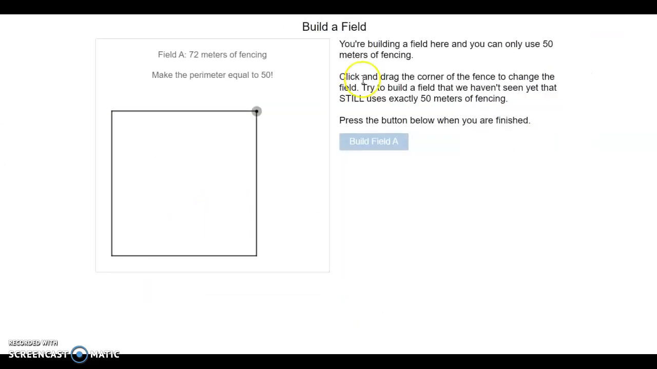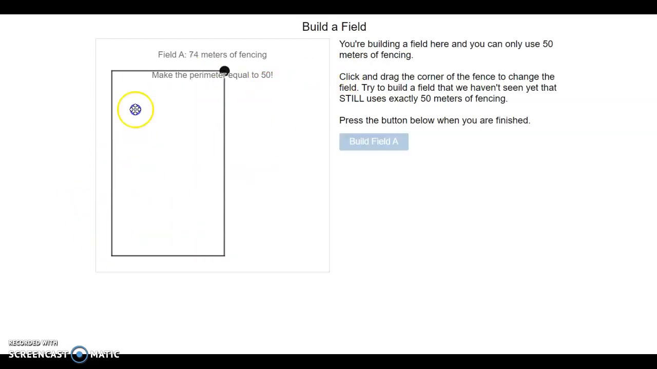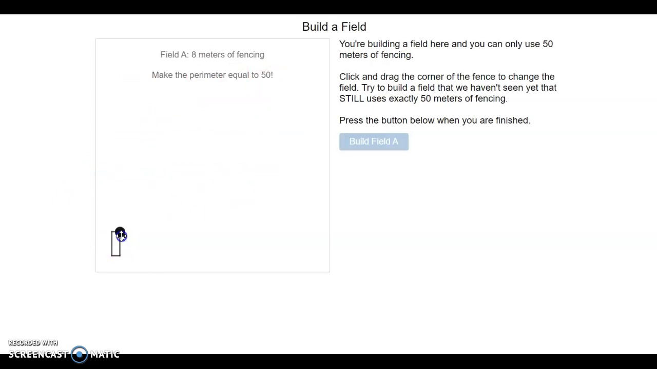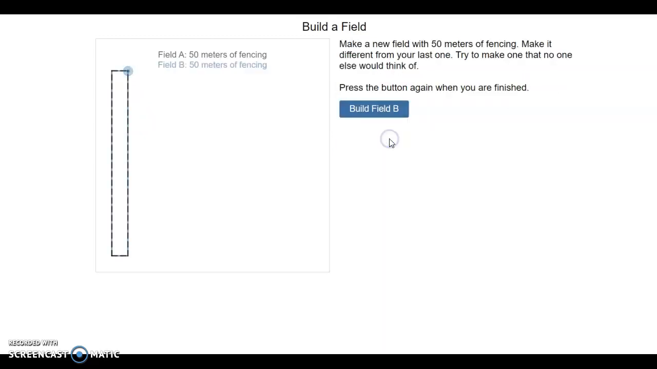But if we move to slide 5, it says build a field. You're going to build a field here, and you can use 50 meters of fencing, only 50. So what you're going to do is grab the corner here, and you're going to make it exactly 50 meters of fencing. So I'm going to go all the way down here, and I'm going to make it wide. Why not? Oh, perfect. So I'm going to build field A. So field A, I'm going to match with the other fields.